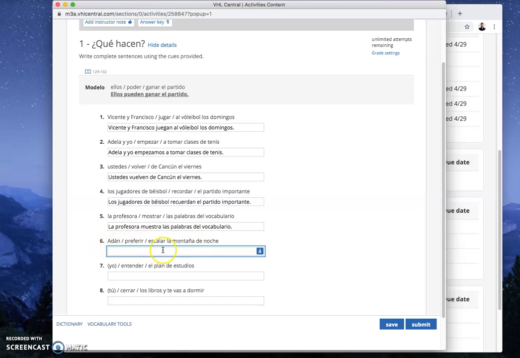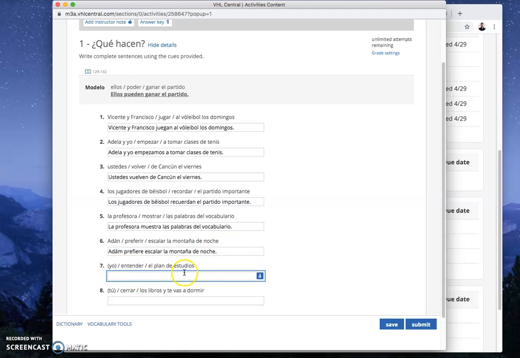6. Ellos preferir escalar la montaña de noche. Pause. Now we're back. So this is an IE stem change. Prefiere, right? Make sure it's on this E, not this E. So prefiere escalar la, nope, over the wrong one. Montaña de noche. Okay.